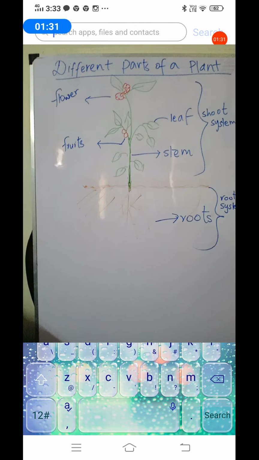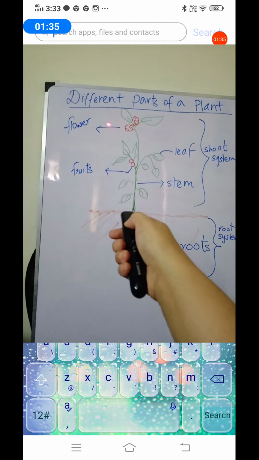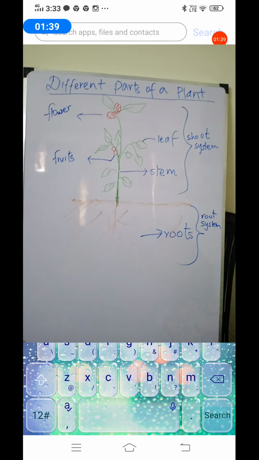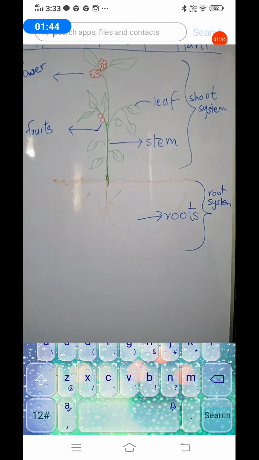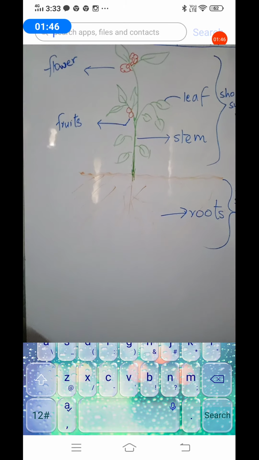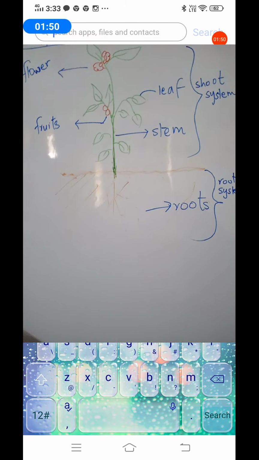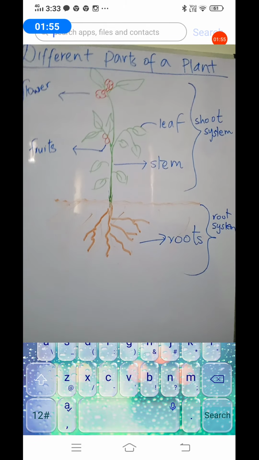All right, children. Let's start with the first subtopic. It says different parts of a plant. So this is a depiction of the plants. I've just shown some parts here. I've just darkened the roots as well.